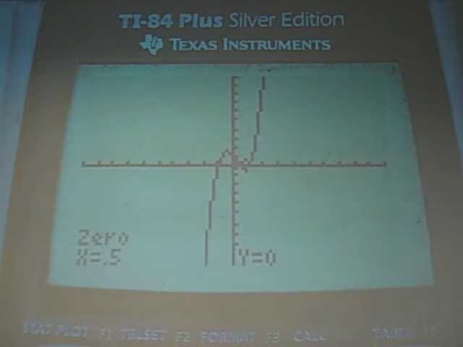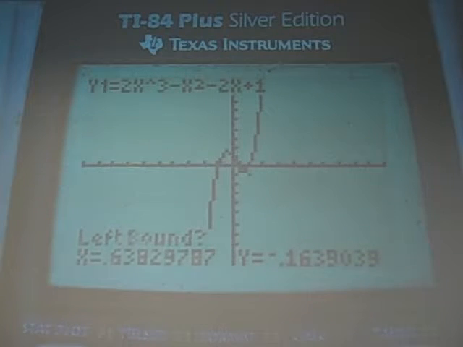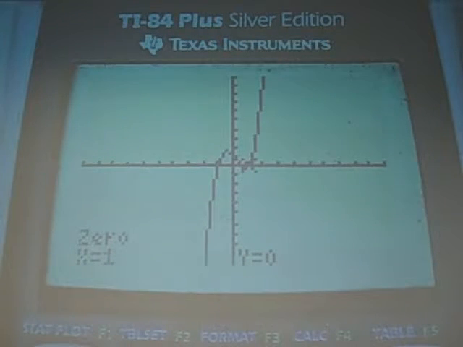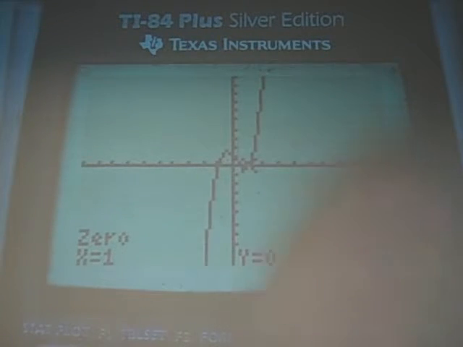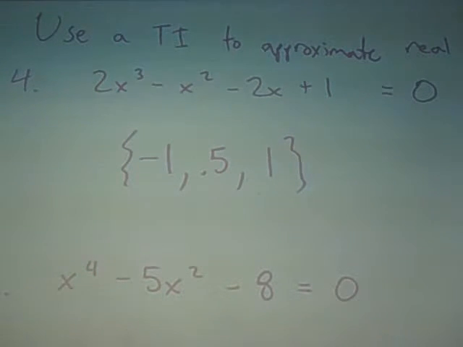Looks like the second one is 0.5. And the third one, I'm just going to the left of it, to the right of it, and then just choosing to guess. It looks like the third one is +1. So the solutions I could write this way. The solution set would be -1, +0.5, and +1.